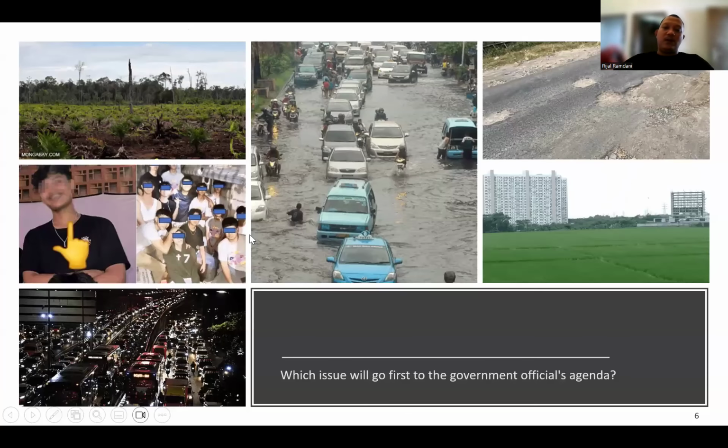For example, here there are a lot of issues. Here, for example, bullying at school, traffic jams, bad condition of roads, floods, forest fires, and many things, and land use change from rice fields into buildings, into housing, into the industrial area. My question: which issue will go first to the government official agenda? Could you please just answer in the forum, guys?